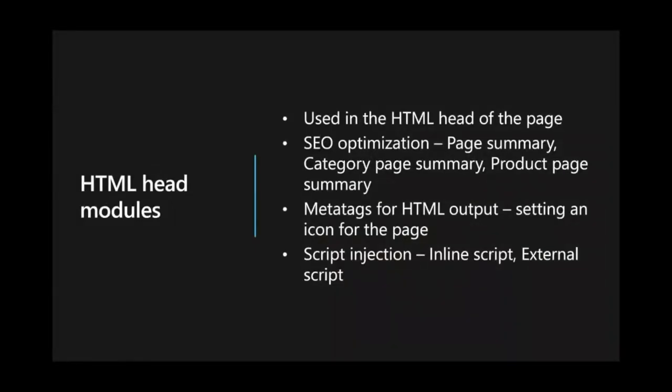And the other section that I want to quickly touch base on was the HTML head modules. I think we talked about it during the demo. So these are modules that are used in the HTML head of the page. So there are different modules available here. There are modules available for SEO optimization. So that's the page summary, category page summary, product page summary, etc. So adding these modules to your HTML head ensures that your pages are optimized for SEO. And then there is a meta tags module.